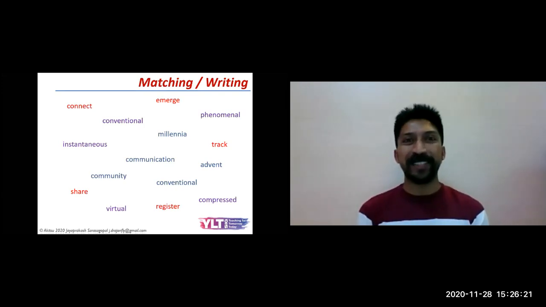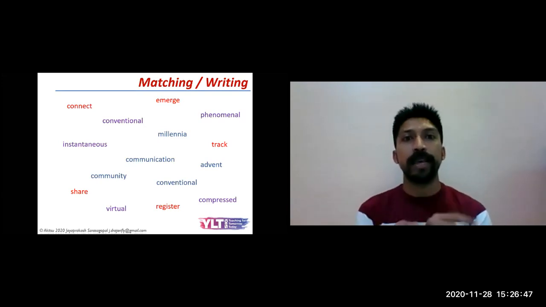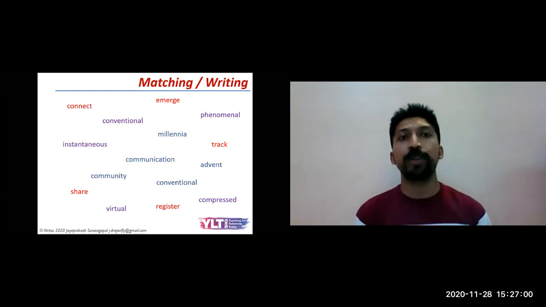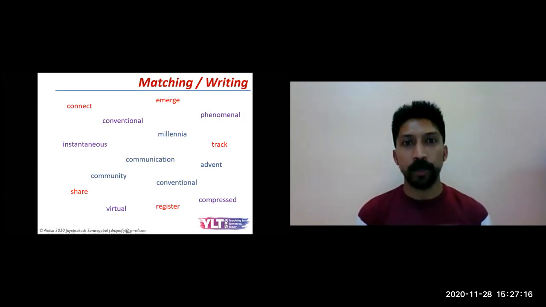If they had paid attention, or if they've noted something, if they recognize certain patterns, they should be able to match these words. So it's time for audience engagement in the chat room with these color-coded words. Can you come up with words that go with another word, or rather a pair of words, one that goes with another? For example, it's instantaneous communication, or it's a conventional track that they're going in, or it's a virtual community online. I'll give you about a minute or so. Type in the chat room as many of these words that go together.